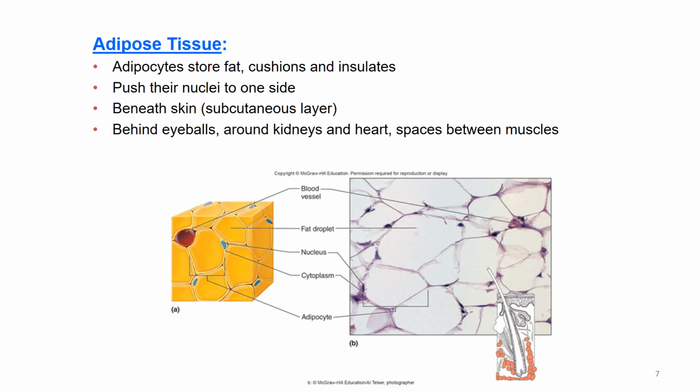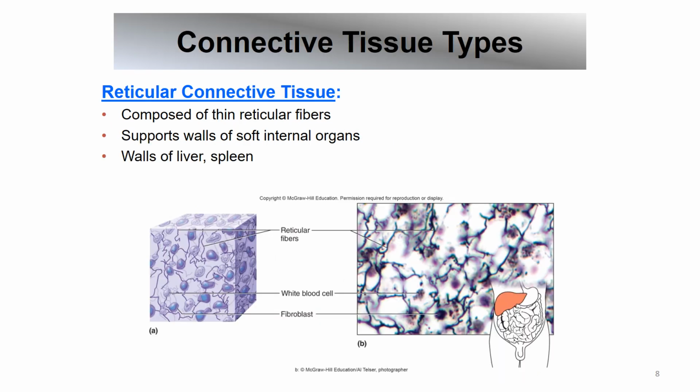Adipose tissue is fat tissue. The cell name is the adipocytes, which means the fat cell. So here adipose tissue stores fat, cushions, insulates. The location for adipose tissue is around our organs, covering our muscles, under the skin, also the mammary glands. Next, reticular connective tissue. So this has a bunch of reticular fibers in it. Reticular connective tissue is found in the liver and the spleen.